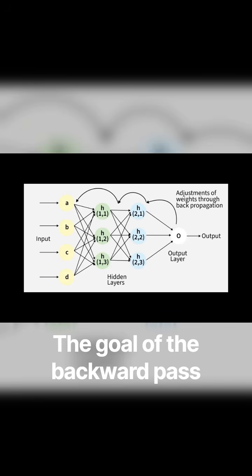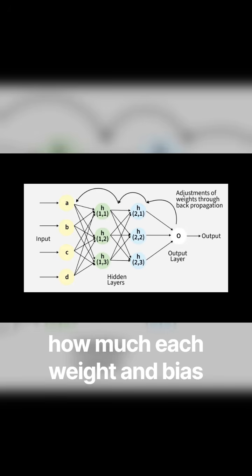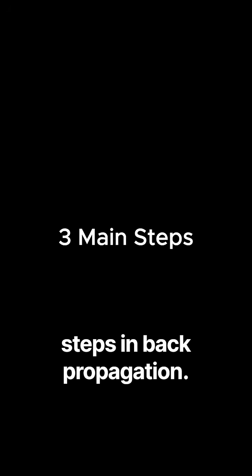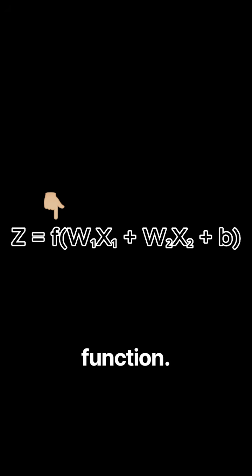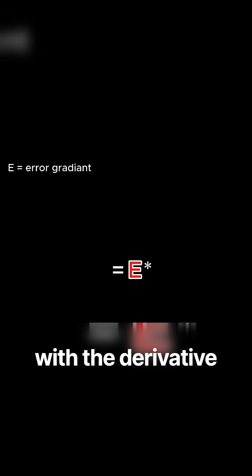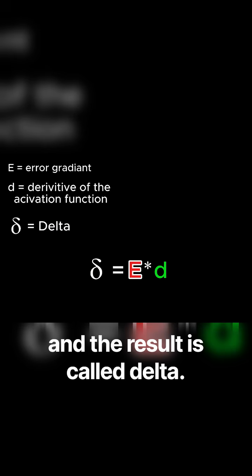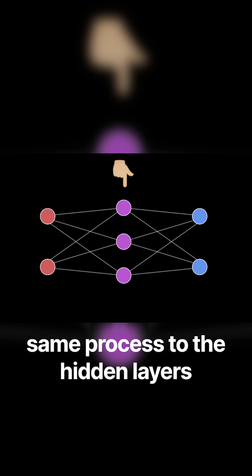The goal of the backward pass is to figure out exactly how much each weight and bias contributed to that error so we could adjust them. There are three main steps in backpropagation. Step 1. Remember how we changed the final answer using an activation function? In this step, we have to multiply the error gradient with the derivative of the activation function, and the result is called delta.